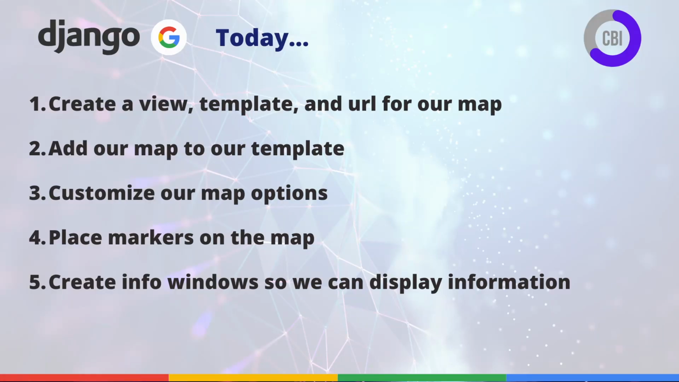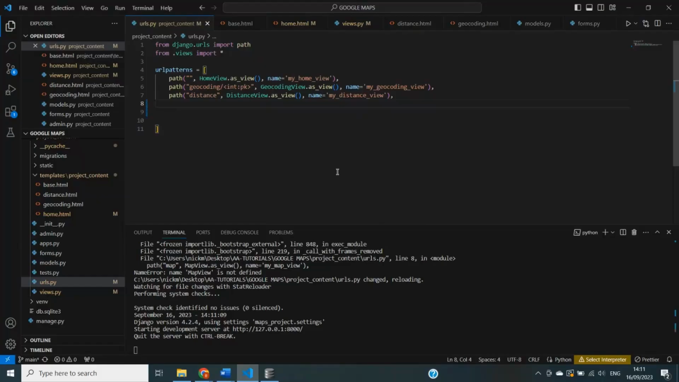To place these markers on our map and get these info windows, we're going to follow 5 steps. We're going to start by creating a view, a template, and a URL for our map. Next, we're going to add that map to our template. We're going to customize some of the map options so you can see what is possible. And then we're going to place all of the markers. And after the markers are successfully placed on the map, we will also create those info windows so we can display some additional information.